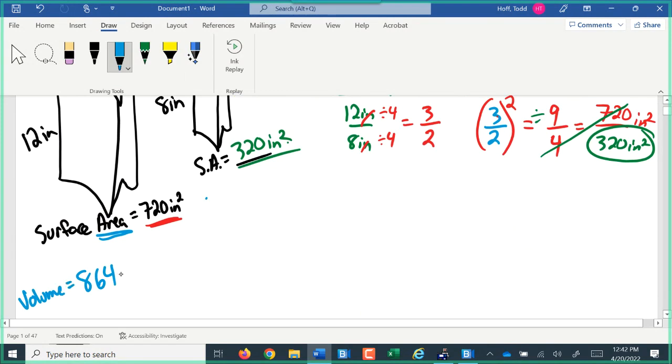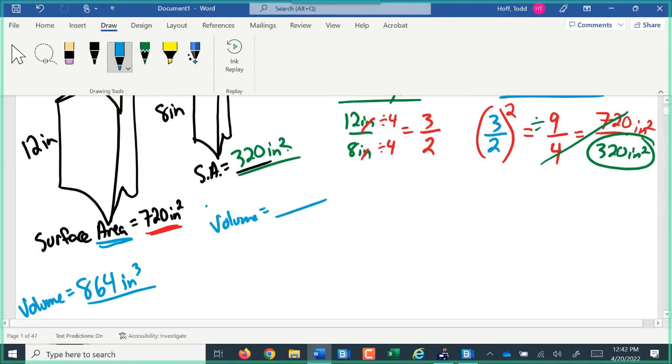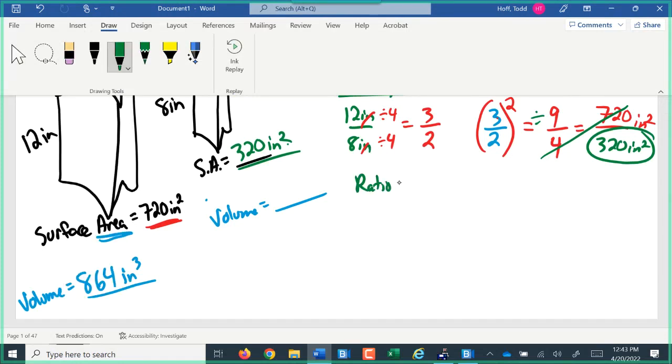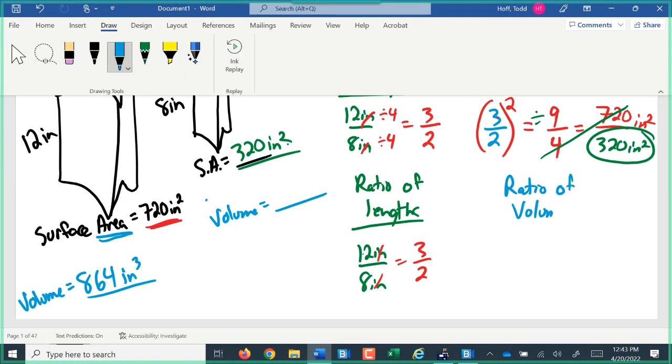I tell you that the volume of this is 864 cubic inches. And I ask you to find the volume of this other one. Well, the ratio of lengths is still the same, right? Still 12 inches to 8 inches, which still reduces to 3 to 2. But now we're not looking for areas, we're looking for volume, so you want to cube it. Very good.